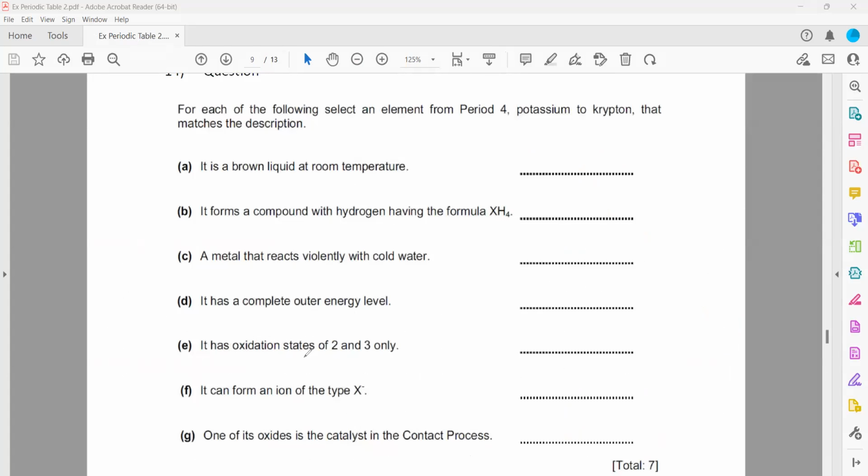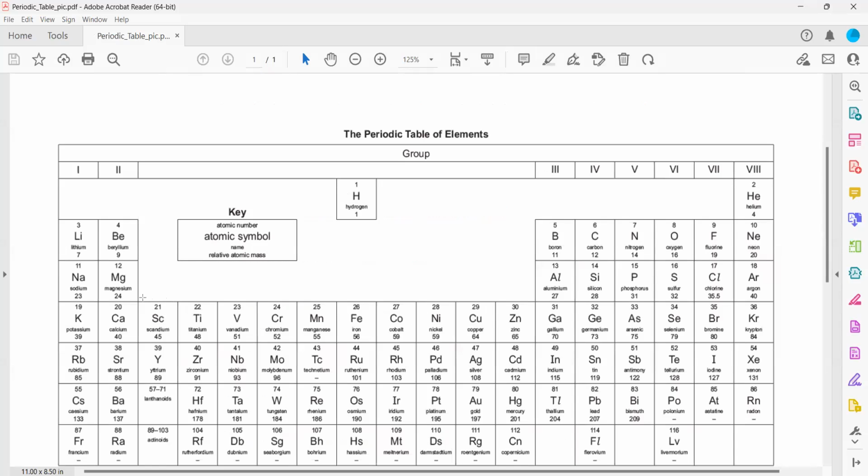In part E, it has the oxidation state of +2 and +3, means it has a variable oxidation number, means you have to select a transition element. So if you want to have a variable oxidation state or variable valency, it means it's a transition element. So you will use the periodic table and identify what the transition elements in period 4 are. So this region we have transition elements.